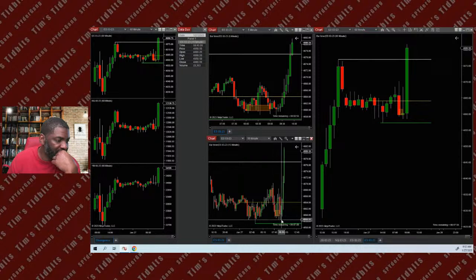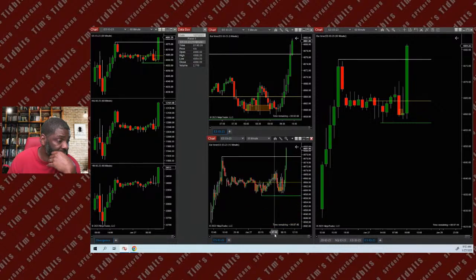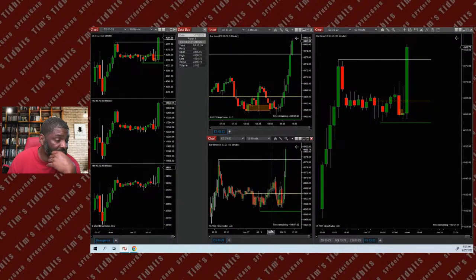We dropped down below midnight. All right. Did not take out the overnight low, and now we're spooling up. We may be in for a power 3 day to the upside. If anybody doesn't know what a power 3 day to the upside is, you accumulate, meaning consolidate, right?